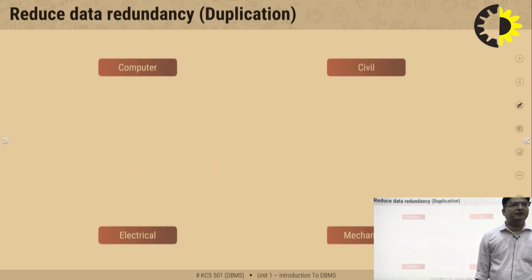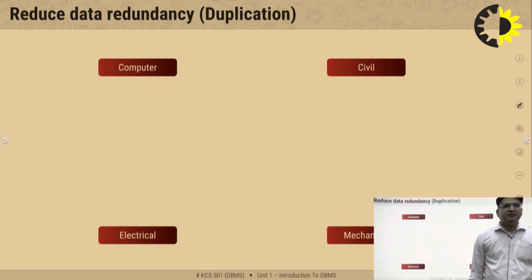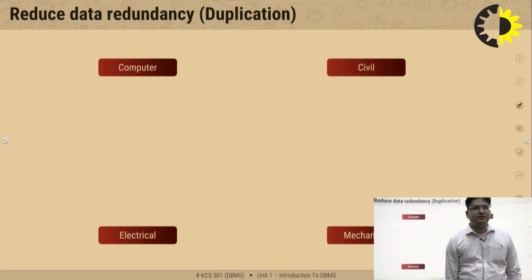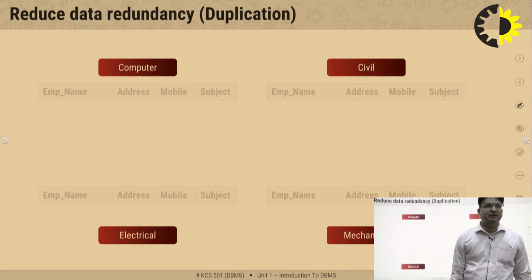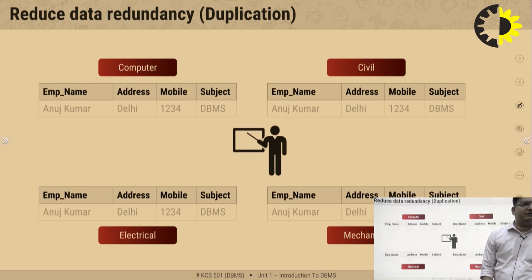Now the advantages of DBMS. First, it reduces the redundancy. What is redundancy? It is the repetition or duplication of data. That is, the data has several copies, and as such, it creates redundancy. As an example, we see here.